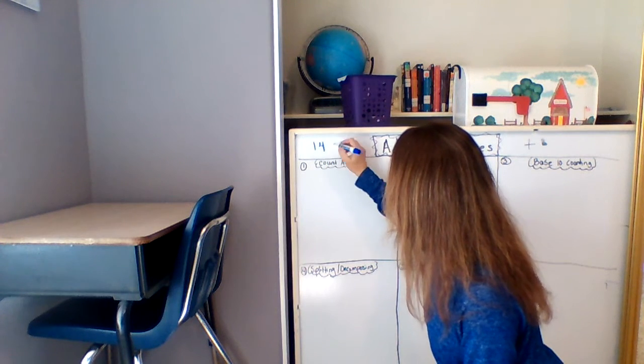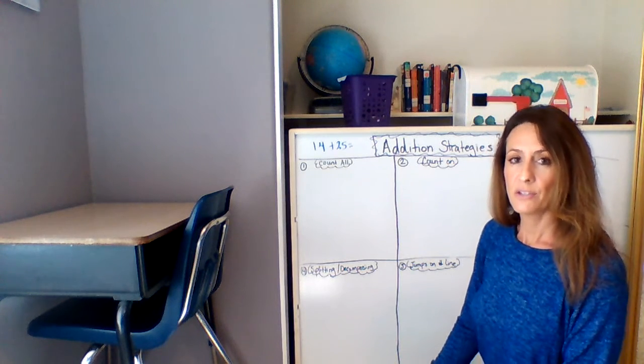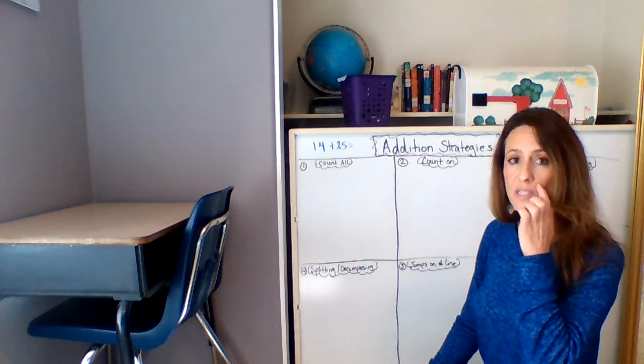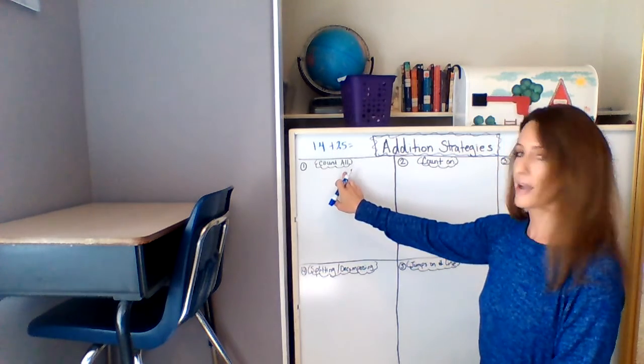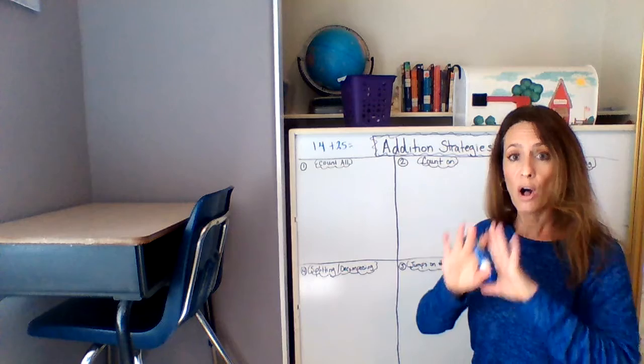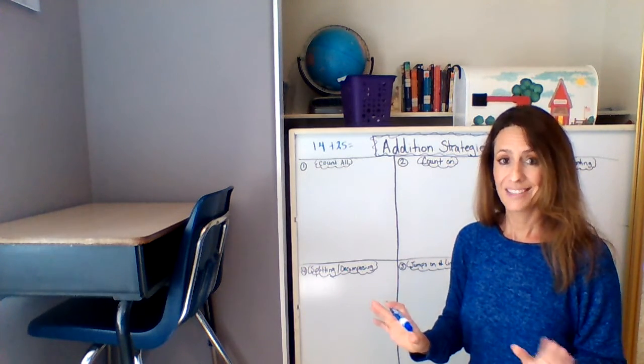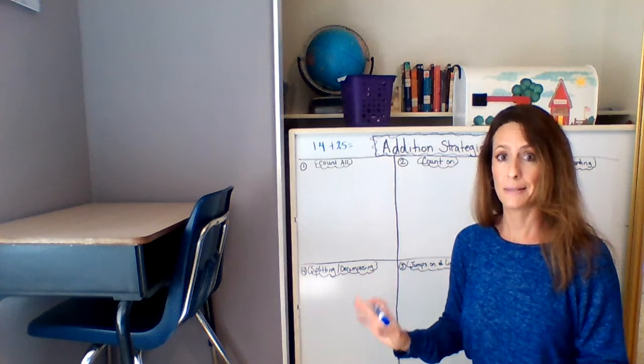So if we have 14 objects and we add 25 more, we're looking to see how many objects we have in all. One of the ways that you can do this is by using a strategy called count all. Now remember, count all means that you have all of the objects in front of you and you count them all. Okay, so it's just like what it says.